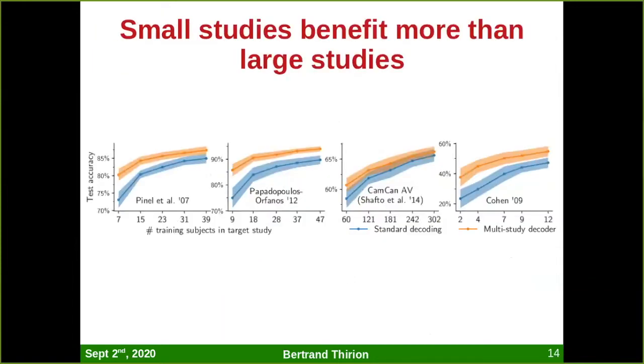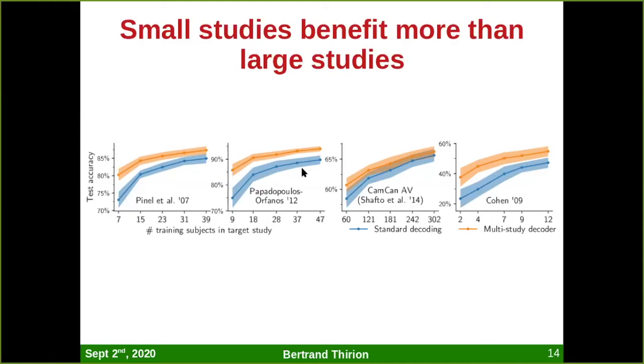A further word on the transfer between studies. You can take some of the larger data sets and see what happens if you redo the experiment, but by decreasing the sample size. It's like a learning curve in machine learning. And you see that, of course, when you decrease the sample size for this particular study, accuracy decreases, but the multi-study decoder in a range still has a better accuracy. And actually the gap between the multi-study decoder and the standard decoding increases when the sample size is smaller. So, which means that there is even more transfer.